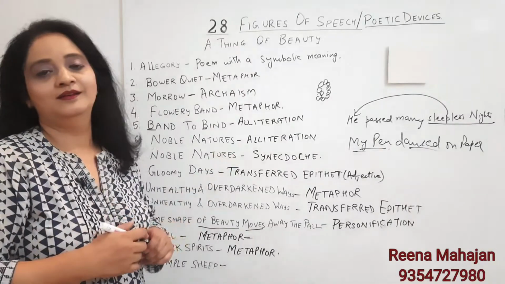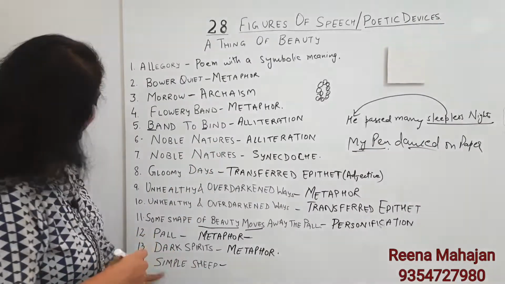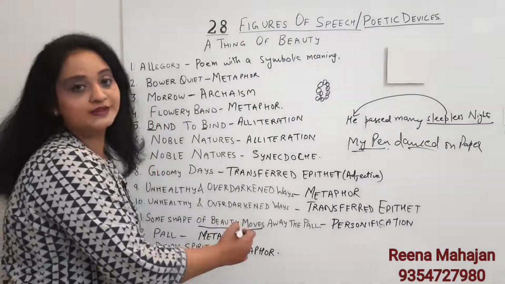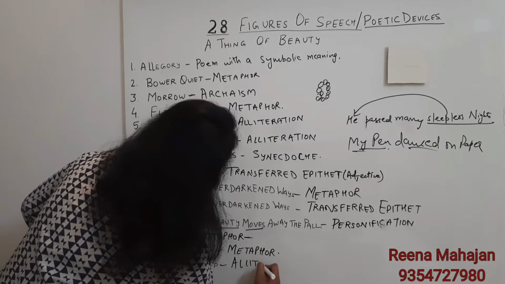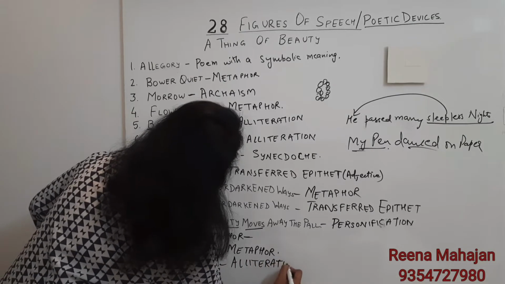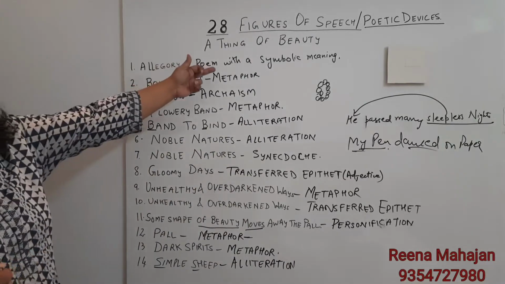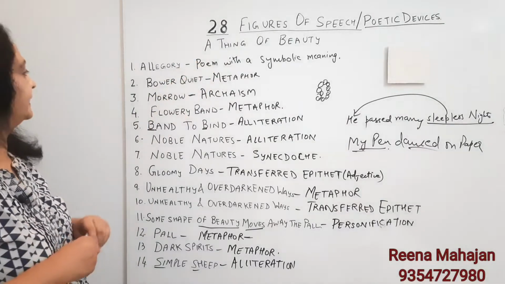Simple sheep. Sheep are usually a symbol of innocence, right? Here, simple sheep, S is being repeated. So it is alliteration. Yes, it is alliteration. So I repeat once again, allegory. This whole poem is an allegory. That is a poem with a symbolic meaning.